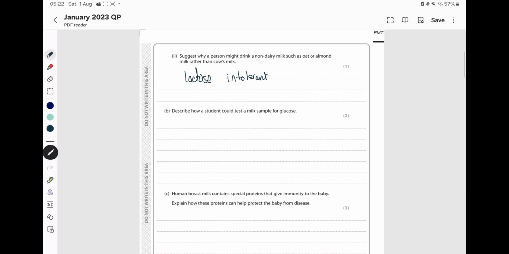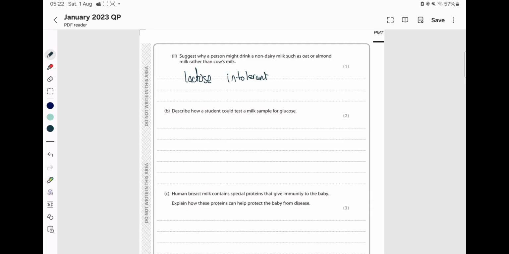Okay, moving on. Describe how a student can test a milk sample for glucose. Now I have a milk sample brought to me in the lab, and I want to test this sample for glucose. I want to know if this sample has glucose or not. What test could I do? I'm gonna do a test called Benedict's test, and I'm gonna add Benedict's reagent to the milk sample, and I'll heat that sample, and then I'll wait to see if there's any color change. I should see a final red color change.